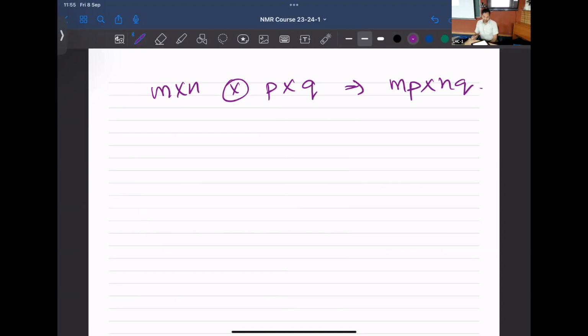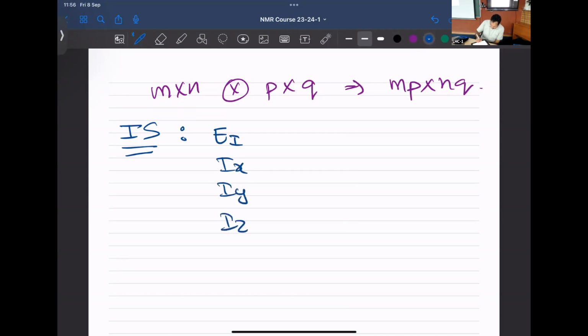Okay. What I request you to do for the next class, or at least as a weekend homework, which I'll be giving, for an IS spin system, let's define how many operators are there. Okay. We just defined E in the basis of I, IZ, IX, IY. Let me just write it in order. IX, IY, IZ. Correct? This forms a complete set for the spin I. True? Similarly, ES, SX, SY, SZ forms a complete set for the S spin system.